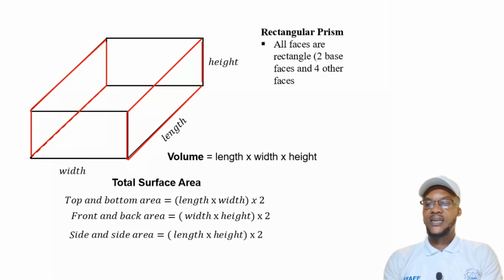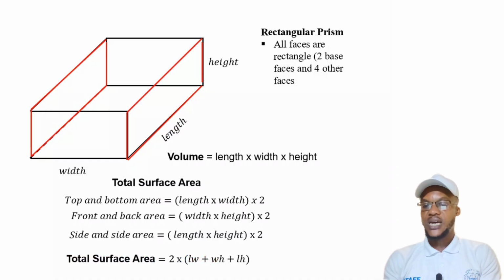All right. If that is the case, then let's take this example. The total surface area is two times length times width plus width times height plus length times height. Those are the letters representing them. Very nice, very interesting, very easy.